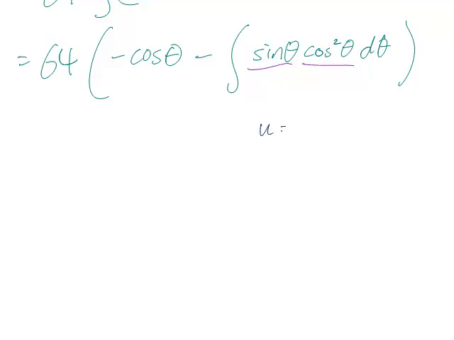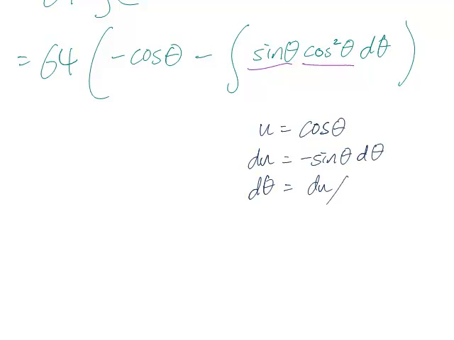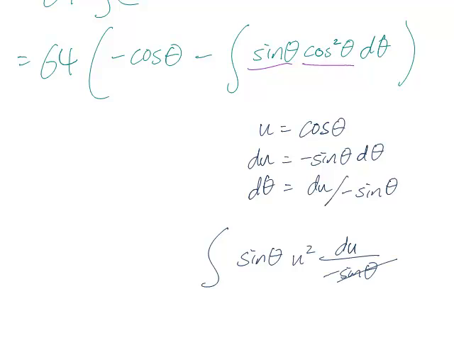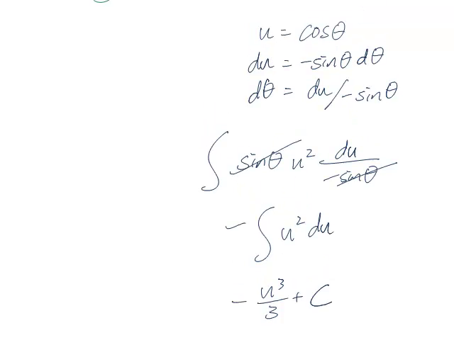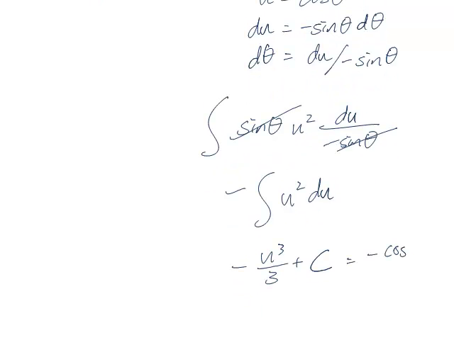So let me let u be equal to cosine theta. Then that means that du is minus sine theta d theta, and so d theta is equal to du over minus sine theta. That means that this integral can be rewritten as the integral of sine theta u squared du over minus sine theta. Conveniently, the signs cancel out as expected. And so this is negative integral u squared du, which is negative u cubed over 3 plus c. And remember that u was cosine, so this is minus cosine cubed theta over 3 plus c.